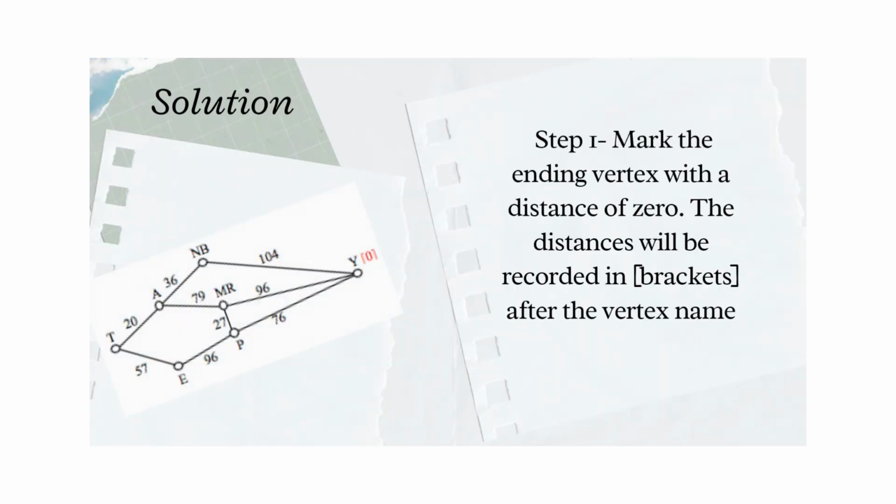Solution. Step 1. Mark the ending vertex with a distance of 0. As you can see, we can mark Y as 0. The distance will be recorded in brackets after the vertex name. Now I'll hand over to Riya.